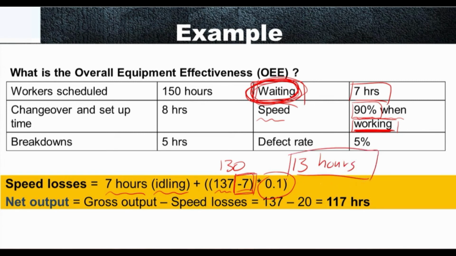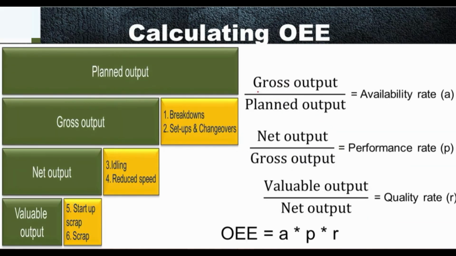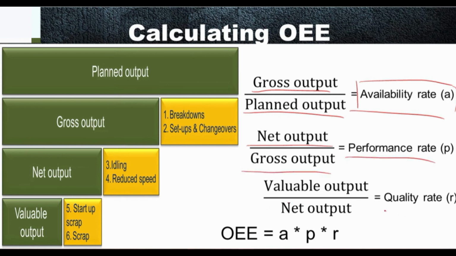So we had lost 13 hours here, 7 hours here. In total it is 20, which is what you see here. So how do we calculate the net output? We take the gross output, which was 137, reduce it by the total speed loss, which is 20. Cumulatively, we end up with 117 hours, which is our net output. So by now we have the gross output and the planned output, which means we can calculate availability rate, and we have net output and gross output, which means we can calculate performance rate. We only need to calculate the quality rate, for which we need to have the calculation of the valuable output.